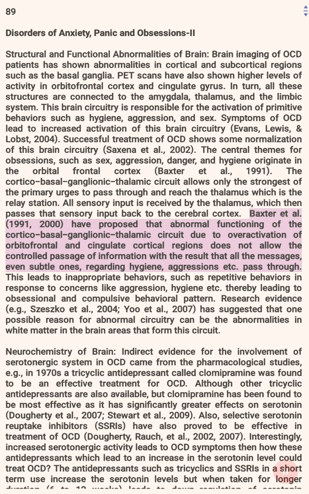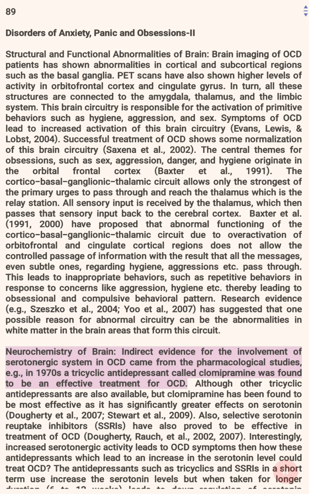Baxter and others, 1991, 2000, have proposed that abnormal functioning of the cortico-basal ganglionic thalamic circuit due to overactivation of orbitofrontal and cingulate cortical regions does not allow the controlled passage of information, with the result that all the messages, even subtle ones, regarding hygiene, aggression, etc., pass through. This leads to inappropriate behaviors, such as repetitive behaviors in response to concerns like aggression, hygiene, etc., thereby leading to obsessional and compulsive behavioral pattern. Research evidence, example, Zhe Shko and others, 2004, Yu and others, 2007, has suggested that one possible reason for abnormal circuitry can be the abnormalities in white matter in the brain areas that form this circuit.